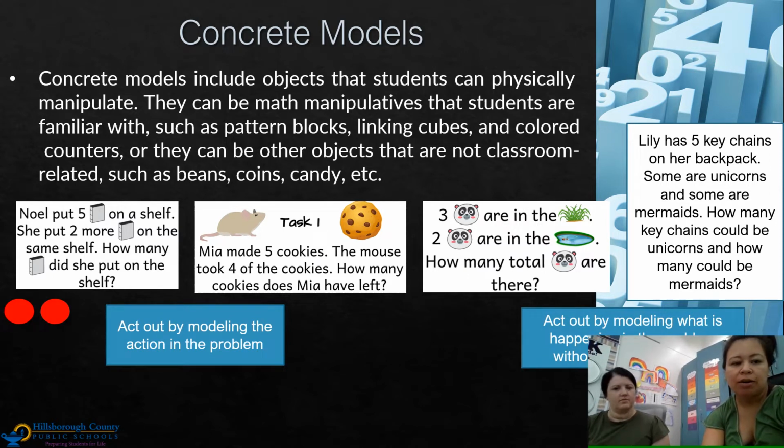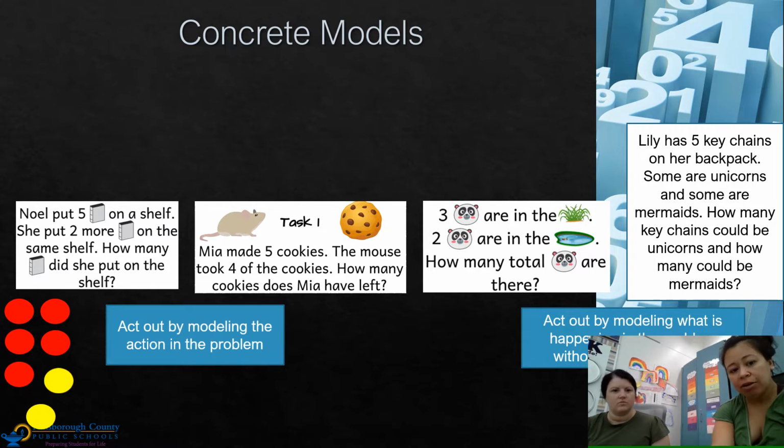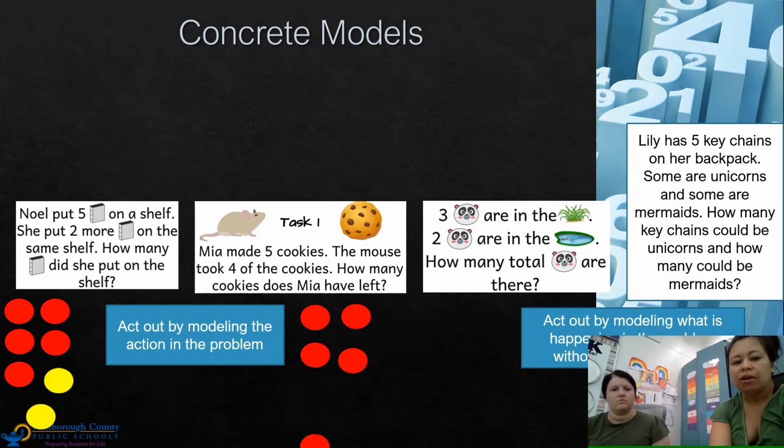Here are just quick pictures of how our counters would be represented with these problems. We can see that Noelle, when she's putting the 5 books on the shelf, we're actually putting the counters together with those books. And then with Mia, we have the 5 cookies, and then she is taking 4 of them away. So we're actually doing the action of taking away.